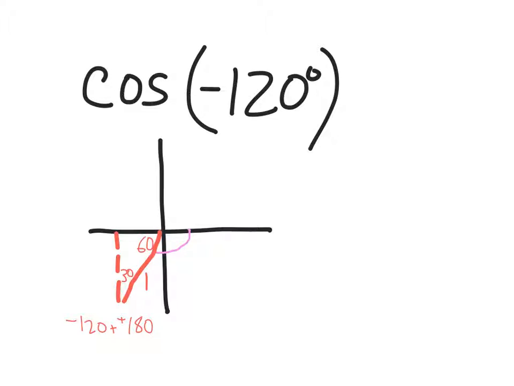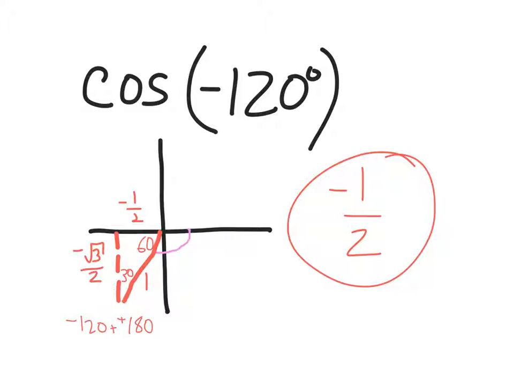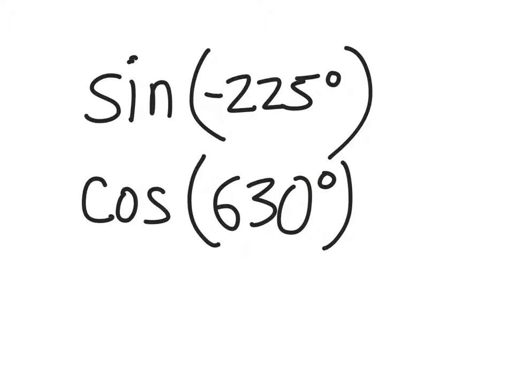Opposite the 30 degrees, the short leg is 1/2, and it's negative since we're in quadrant 3. And then opposite the long leg is square root of 3 over 2, and it's negative since we're in quadrant 3. And cosine's the x value, so the cosine of negative 120 degrees is negative 1/2. Try these two on your own right now.